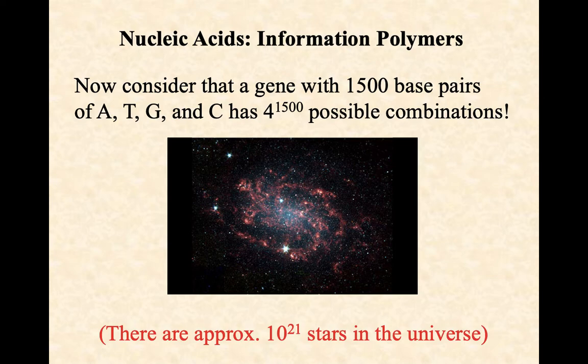Now, if you think about these nucleic acids as information polymers, consider a gene, for example, that has 1,500 base pairs. And that's pretty typical for a single gene, a single recipe for making a protein. 1,500 pairs of A's and T's and G's and C's. Because there's 4 possibilities in every position, that's 4 to the 1,500th power possible combinations. And that ends up being something like 10 to the 20-something power, something like that. I'd have to recalculate. I forget it. It's a huge, huge, huge number.